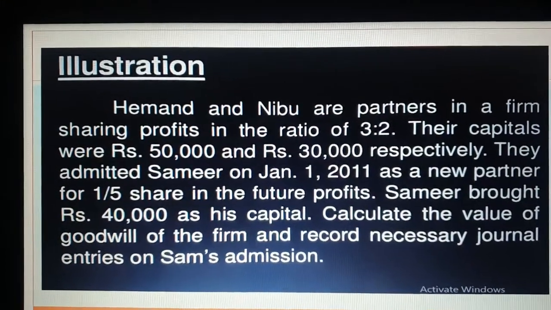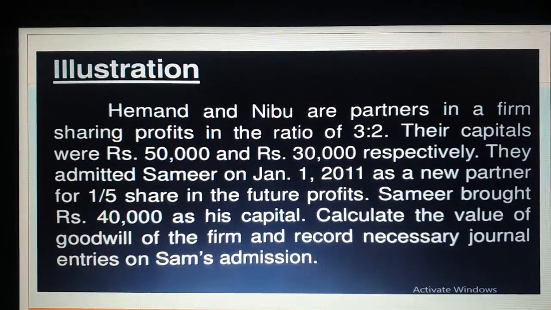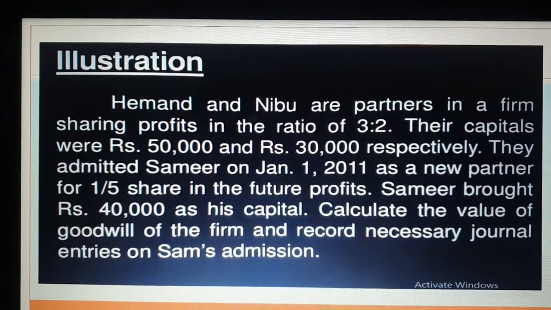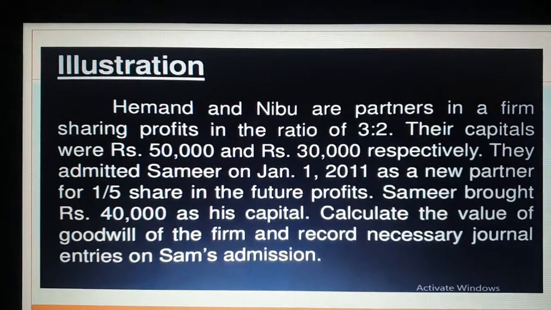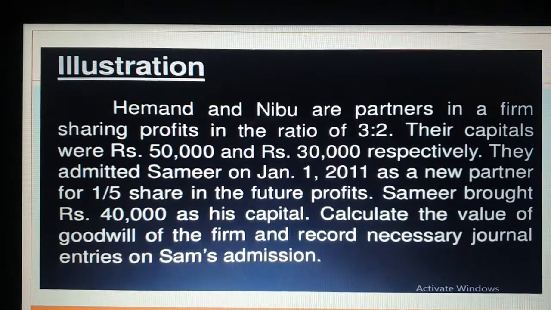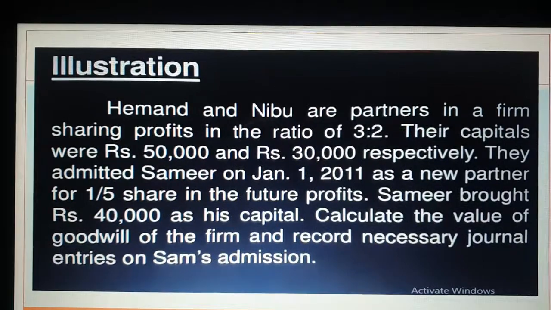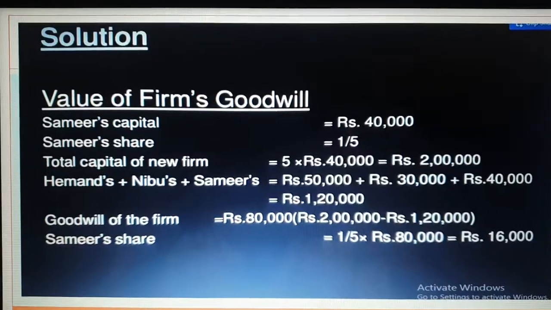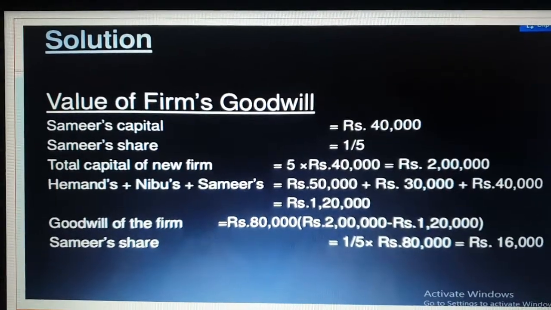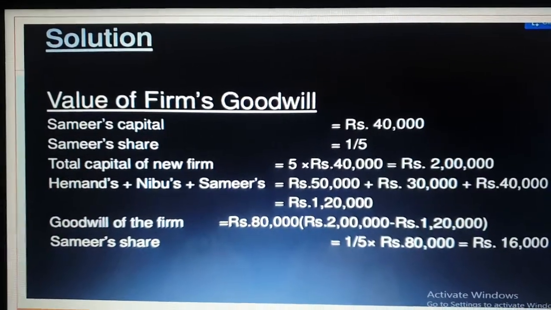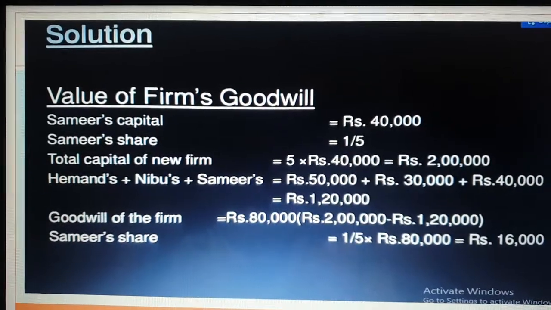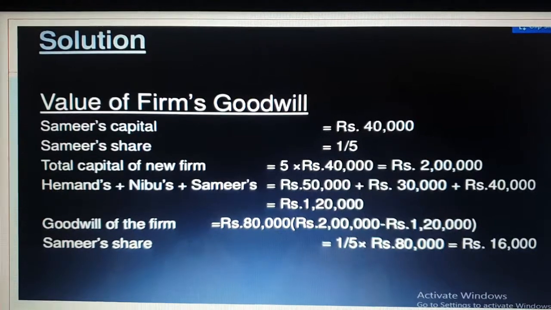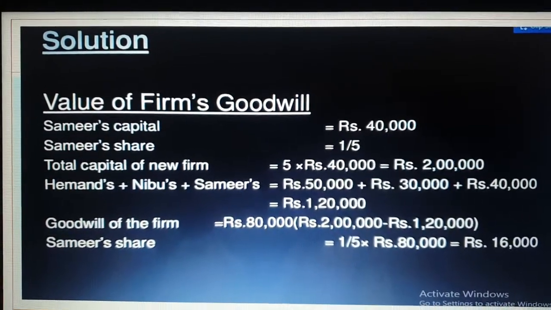So in this case, the old partners' ratio, old partners' capital, new partner's ratio and new partner's capital are given. And what you have to calculate? The goodwill of the firm, the goodwill of the new partner and the journal entry in case of Samir's admission. So here is the solution. As I already told you, first of all you have to calculate the total capital of the new firm. How do you calculate it? You have to take the new partner's capital and his reciprocal ratio.